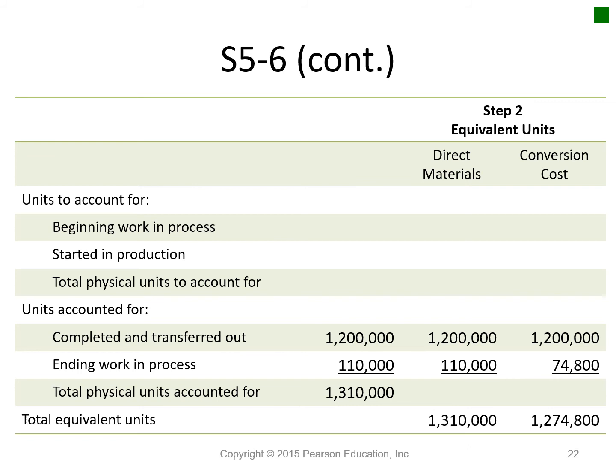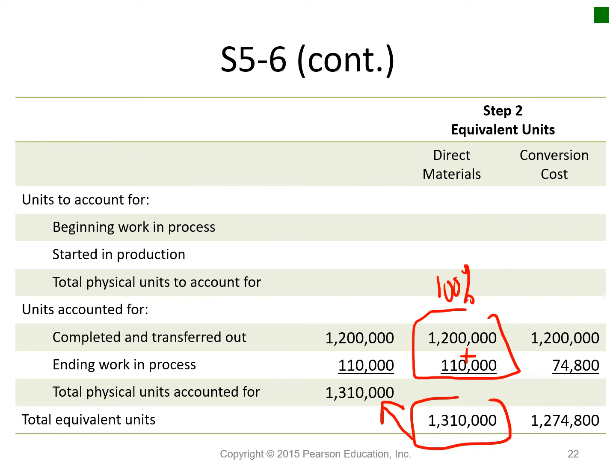So in this case, you'll get 74,800. Again, that's the 68% of the 110. So if you look at this, here's your materials. Notice it's 100%. It's the same as your total physical because it's 100% complete for everything. For conversion, basically the only thing that's not complete is that 68%, and that's that partial that we just calculated. You add that together, and then that's going to be your equivalent units for your conversion.